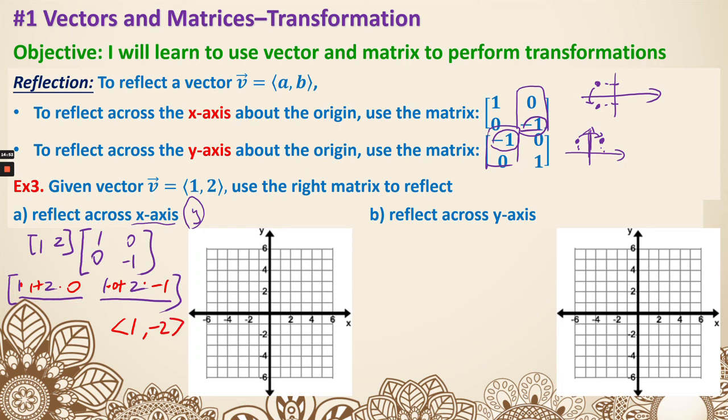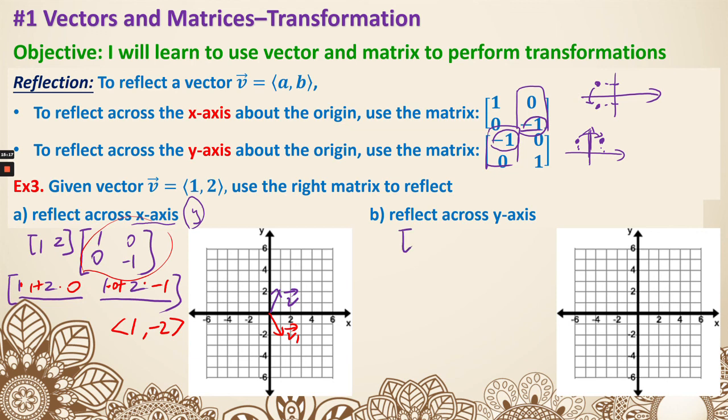So here it is. My original one is right here, my B. My new one is 1, negative 2, so it's pointing down right here, B1. And that is clearly reflecting over the x-axis. Here's the thing, let's say you got this matrix wrong, then your graph would show you that you didn't perform the right transformation. So next, it's time to look at the very last one.